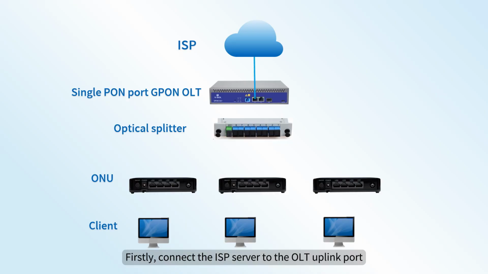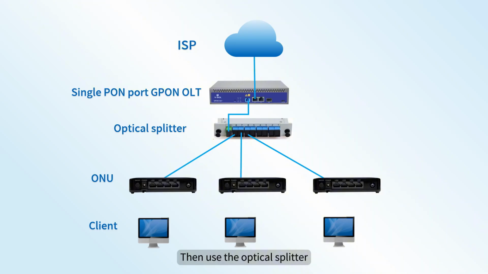Firstly, connect the ISP server to the OLT uplink port. Then use the optical splitter to connect the ONU to the PON port of the OLT, and finally connect the computer to the LAN port of the ONU to access the internet.